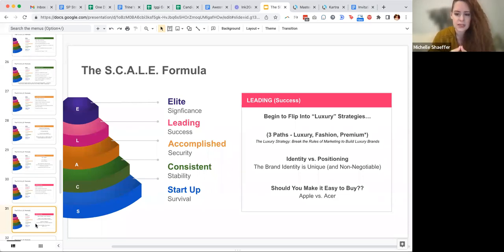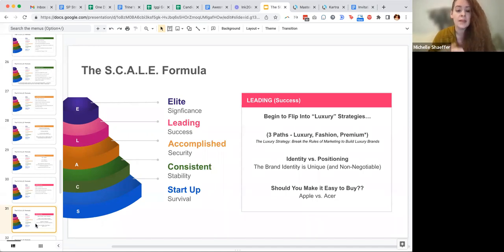And we don't have time to go deeply into it, but there are 3 paths within luxury sales: luxury, fashion, and premium, right? There is a book, if you are targeting this level, The Luxury Strategy: Break the Rules of Marketing to Build Luxury Brands. Get it if you want to target these higher levels, because everything flips, right? It becomes, make it a little bit harder, put a barrier there, versus very easy to get access to you, very easy to get access to your products.